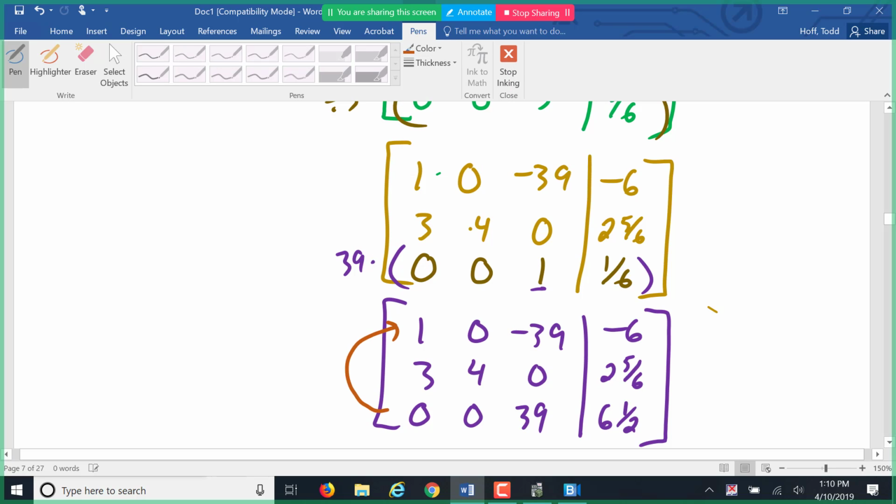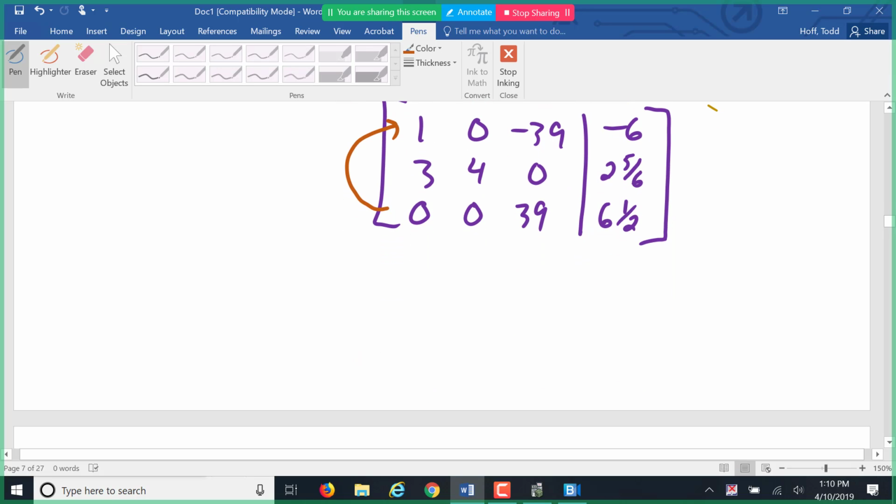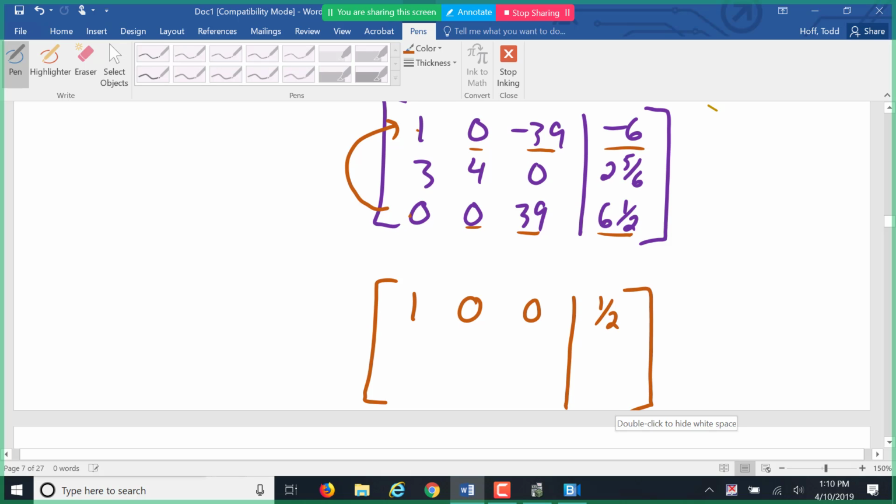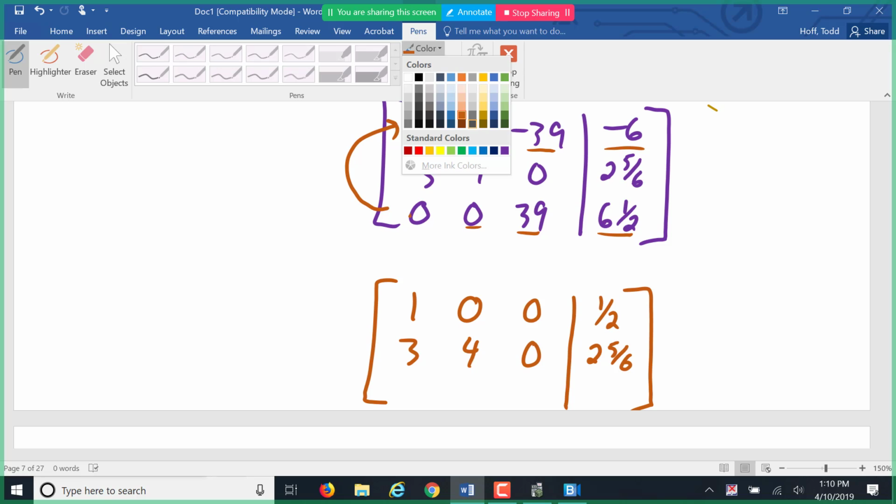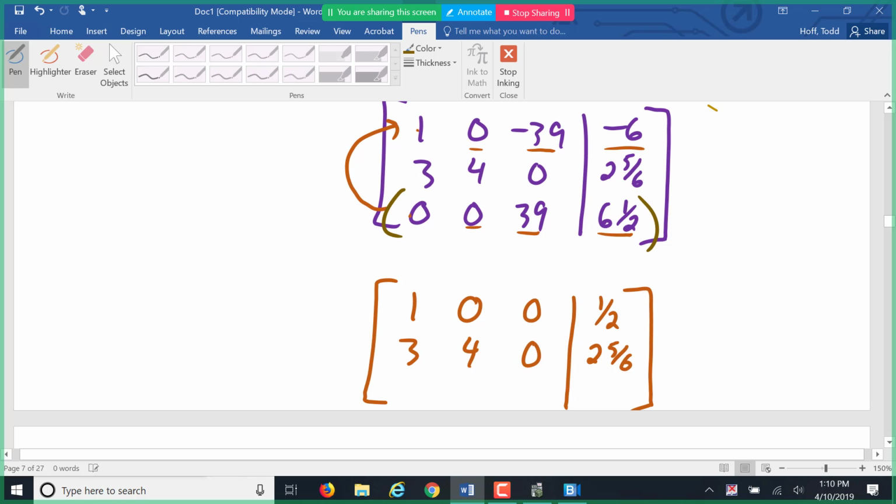Now I'm going to add the third row to the first row. So 0 plus 1 is 1. 0 plus 0 is just 0. 39 plus negative 39 is 0. 6.5 plus negative 6 is just 1/2. The middle row is unchanged. That's 3, 4, 0, and 2 and 5/6. That third row, before I write it down, I'm going to undo what I just did. I'm going to divide by that 39 to get it back to what it was. So it goes back to 0, 0, 1, and 1/6.